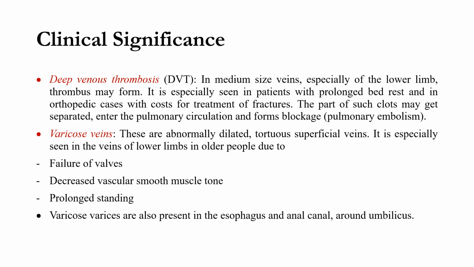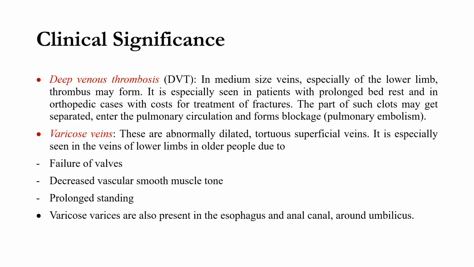Then the second condition is varicose vein. So these are permanently dilated, tortuous, superficial veins, mostly of the lower limbs, and it is seen in older patients. The causes of varicose veins are incompetence of the walls of veins, decreased vascular smooth muscle tone, or in some professions, prolonged standing. So here again there is varicosity of the veins.